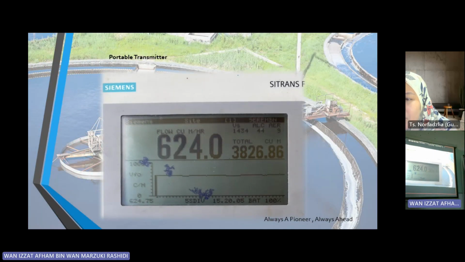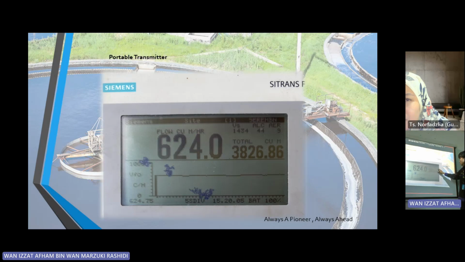For the portable transmitter, we can measure the current flow in cubic meters per hour. This reading is in real time. If you want to convert it from hour to minute to second, we just divide by 1000. For example, we take 624.0 multiplied by 1000, we get 624,000. That means in just a second, the pipe already transfers 624 liters per second.